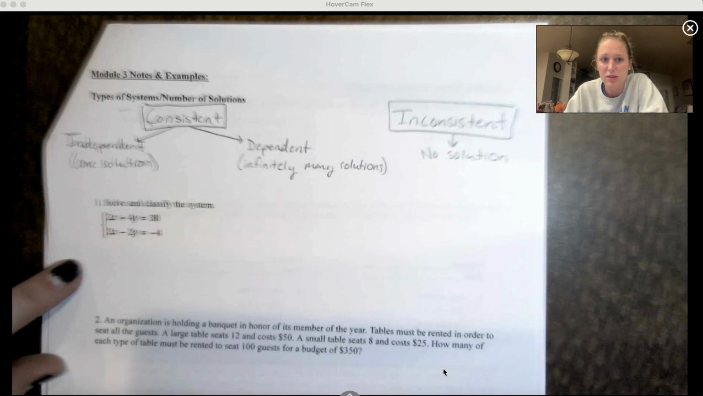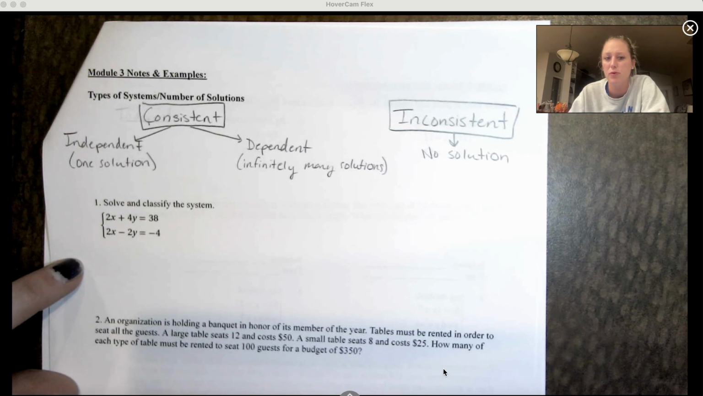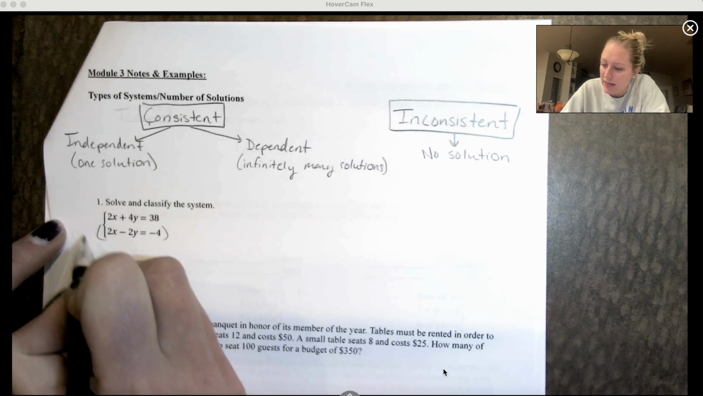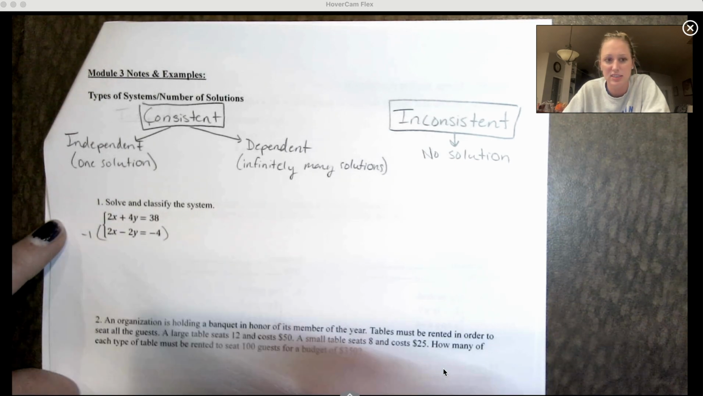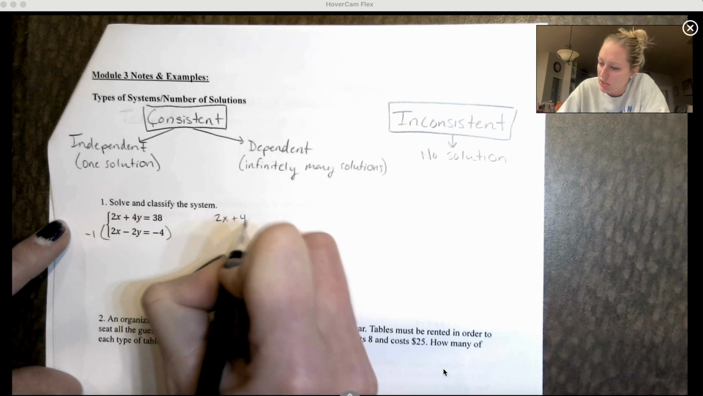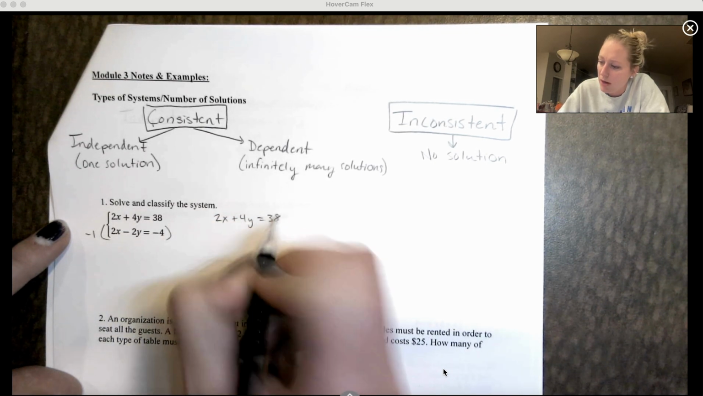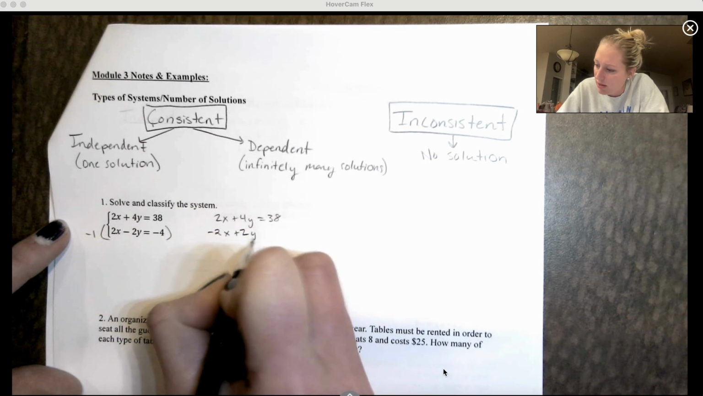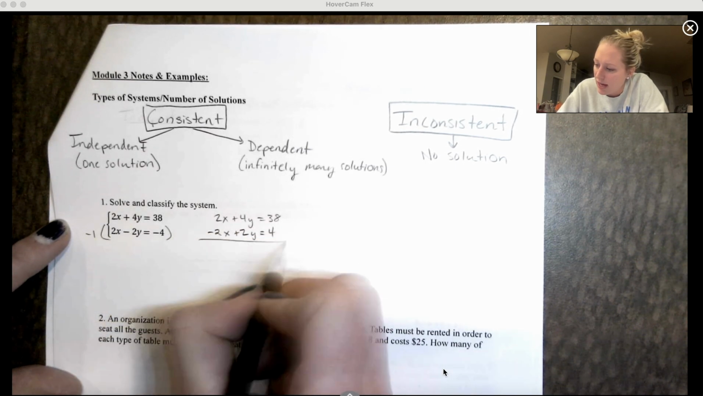Okay, so I'm going to use the elimination method here, you guys. I am going to multiply this whole bottom equation by -1 to get my x's to cancel. So I'm going to rewrite that over here. So top equation I didn't change. Bottom equation I multiplied by -1, so all my signs are opposite. Okay, and then I'm going to add the equations.